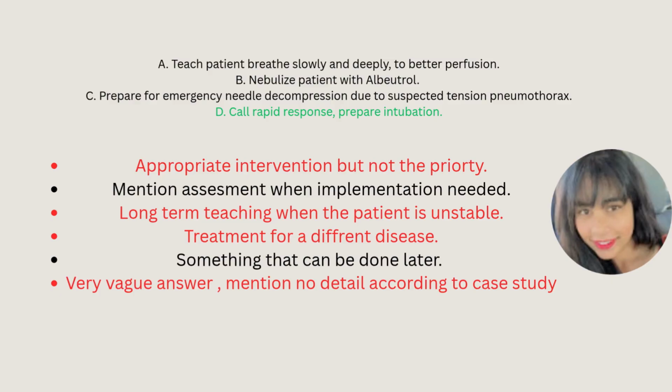So, setting up your priority. You know what you're looking for, and then reading the answers helps you a lot. But also, when you know the common distractors, that helps you not get stuck between two answers. Because you know you're looking for detail, you're looking for implementation, something that needs to be done in an emergency. It cannot be teaching. It cannot be anything about another disease. It cannot be a vague answer. You're looking for a detailed answer.